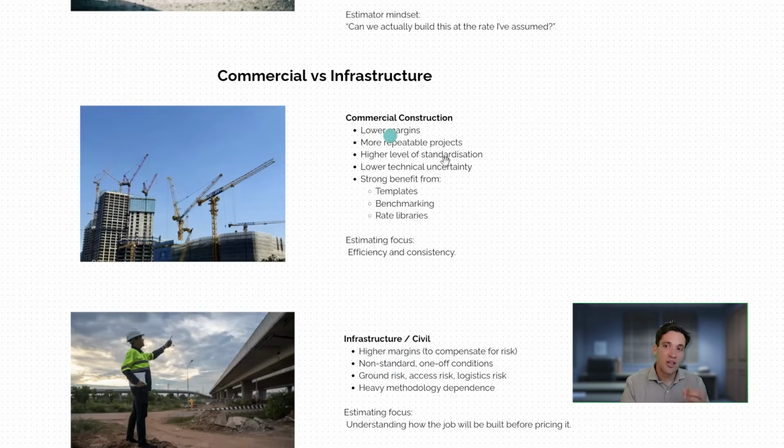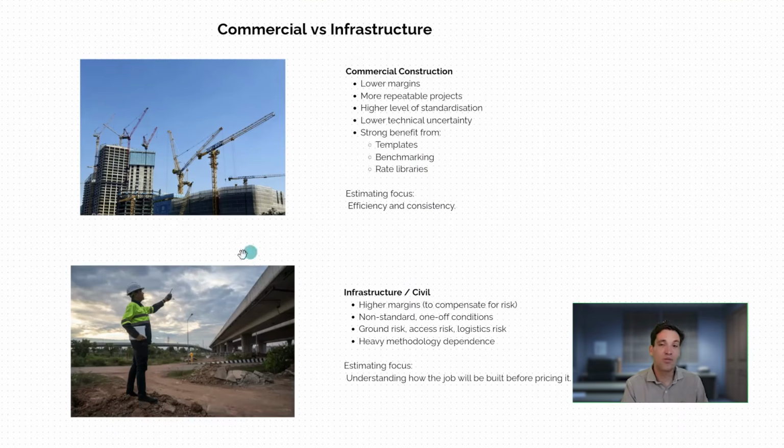The next split are commercial projects, so maybe large commercial construction projects or smaller commercial and residential projects, and infrastructure or civil jobs. Commercial jobs tend to be lower margin. They're more repeatable, consistent projects. I mean, one building would often look different to another, but the actual construction process is relatively similar. There tends to be a much higher level of standardization, lower technical uncertainty. Again, commercial construction are going to benefit more from reusable templates, benchmarking, and rate libraries. It's more of a focus on efficiency and consistency.